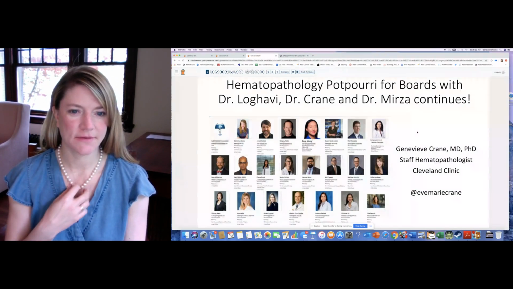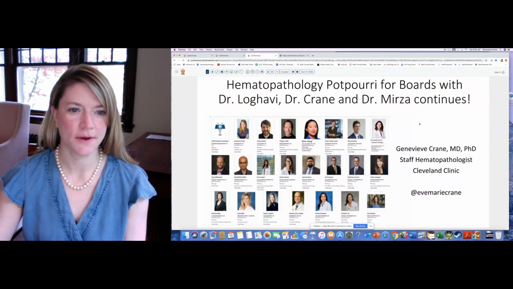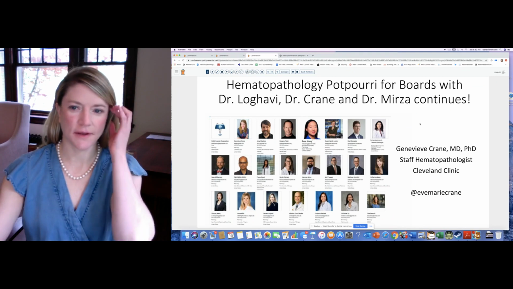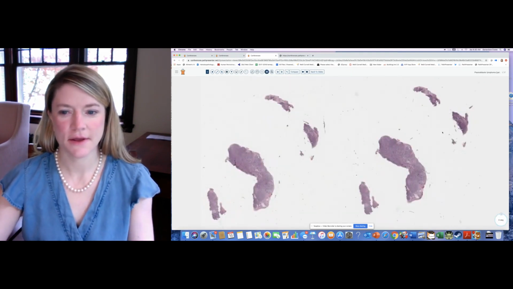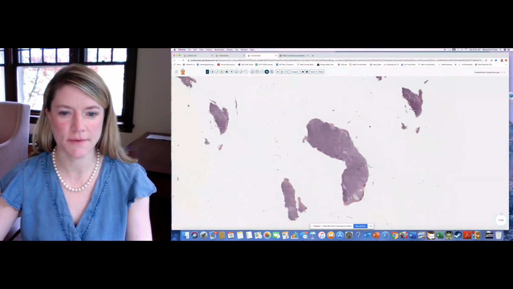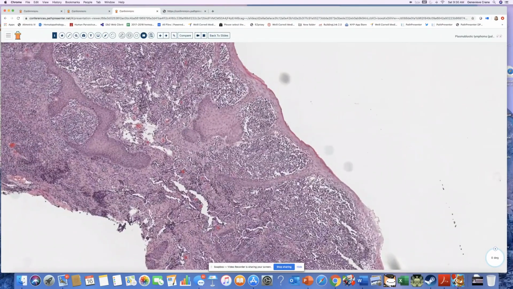I'm going to be continuing with the last 8 cases of the hematopathology potpourri for board review alongside Dr. Logavi and Dr. Mirza. Our first case is a piece of squamous epithelium. So actually a piece of the oral mucosa.